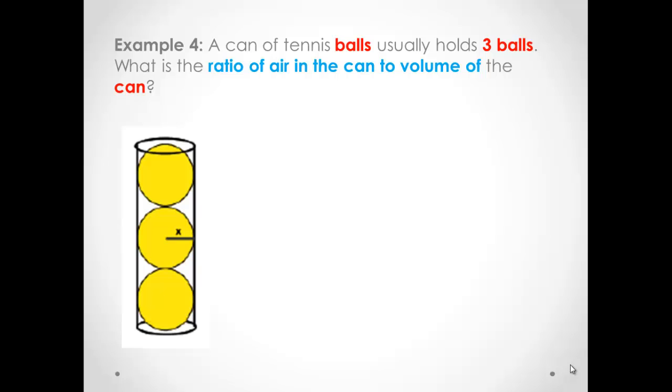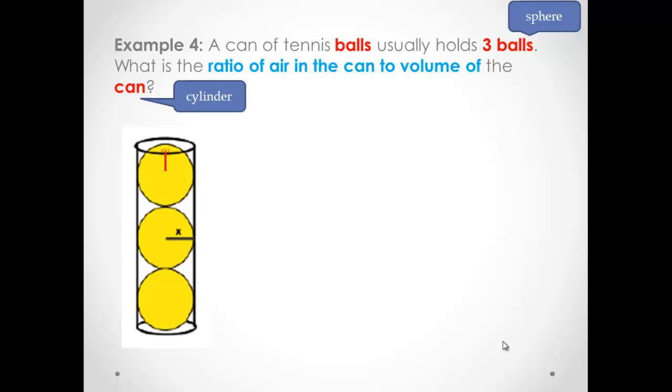Okay, on to example 4. We're told here that we have a can of tennis balls, which usually holds 3 balls. What is the ratio of the air in the can to the volume of the can? Formulas that we're going to need to use here. Balls are spherical shaped, so we'll use the sphere formula. We also should recognize that the can is cylindrical shaped, and we'll be using the cylinder formula later on.